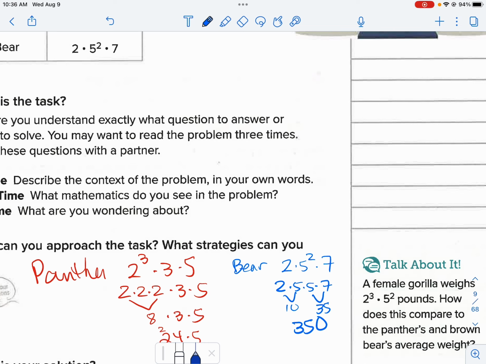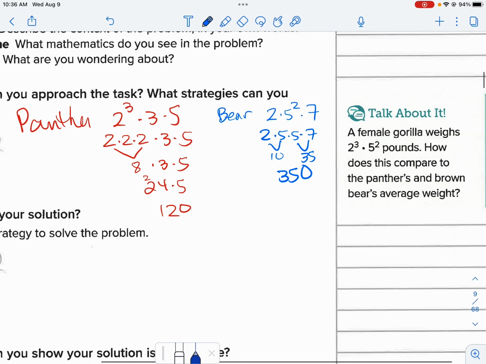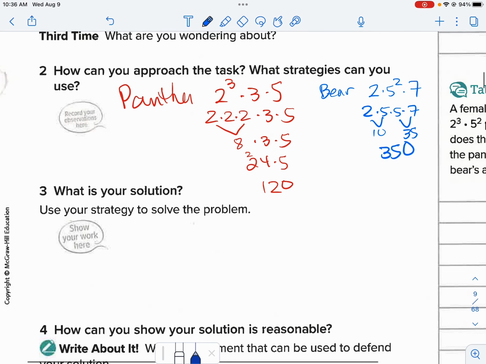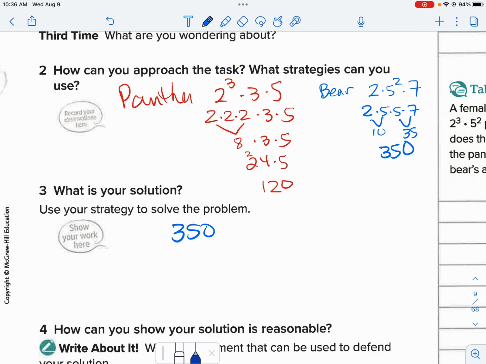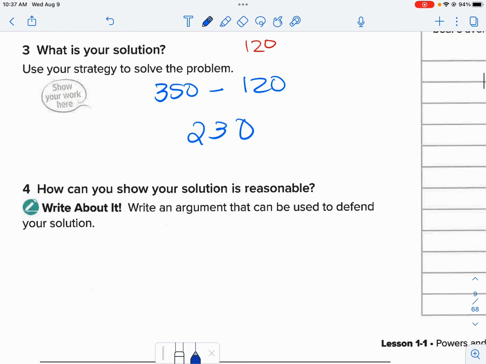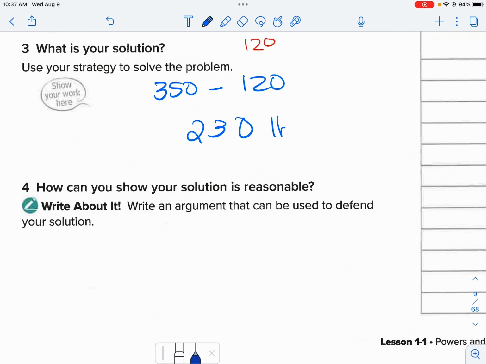Okay, sorry about that. So it's asking how much larger is it? So 350 minus 120. Oops, I think I was supposed to do that down there. Oh, pounds heavier. Okay.